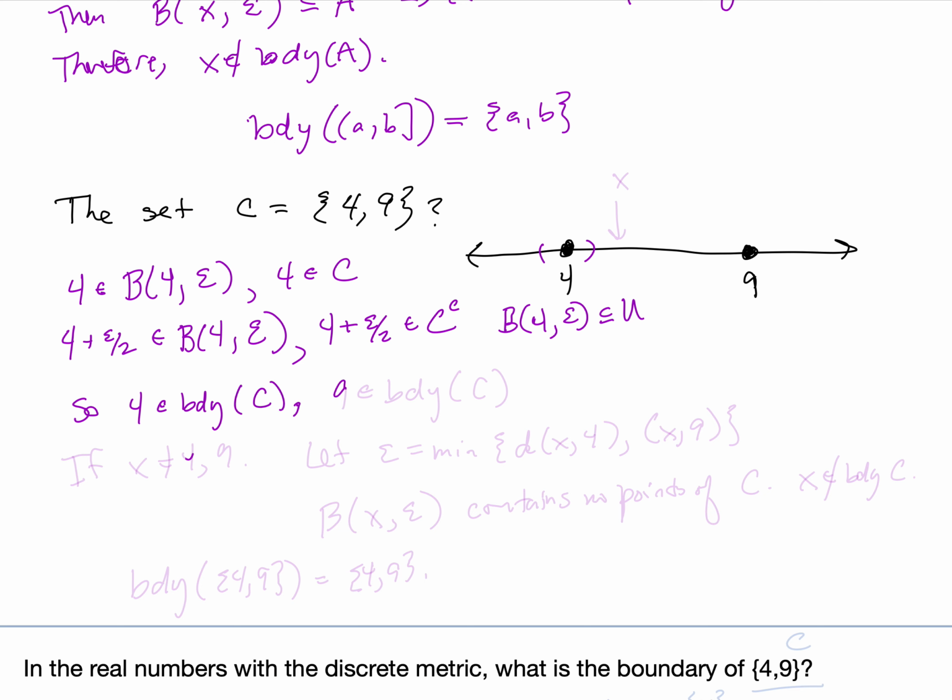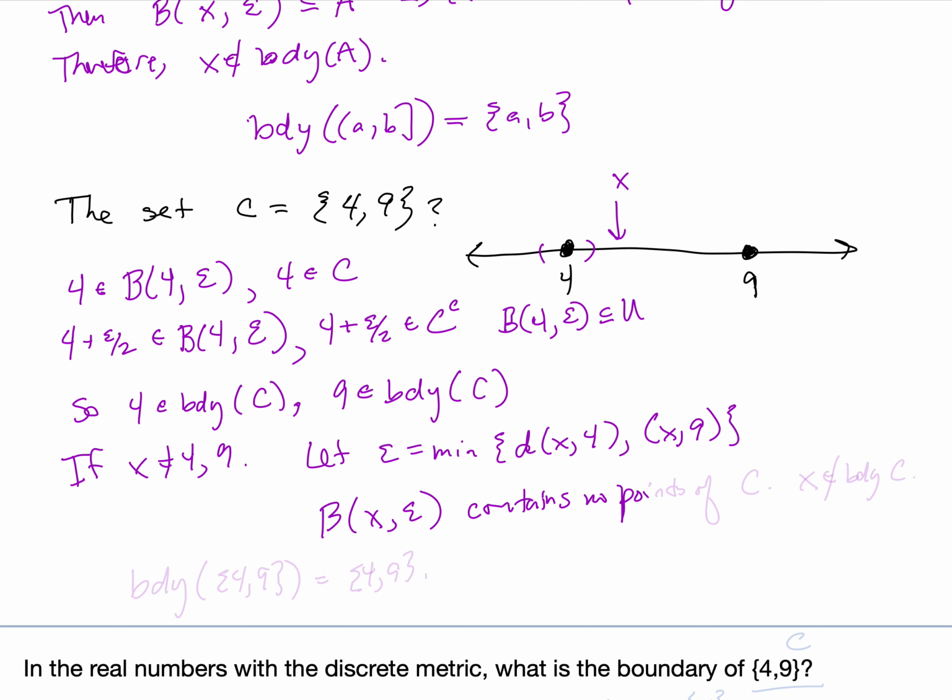Similarly, 9 will be in the boundary of C with the same logic. What if we take any point that is not equal to 4 or 9? We could do a similar argument and say, if we have some point x that is not equal to 4 and not equal to 9, we could let epsilon be the minimum of these two distances, the distance between x and 4 and between x and 9. And in that case, the ball centered at x of radius epsilon will contain no points of the set C.